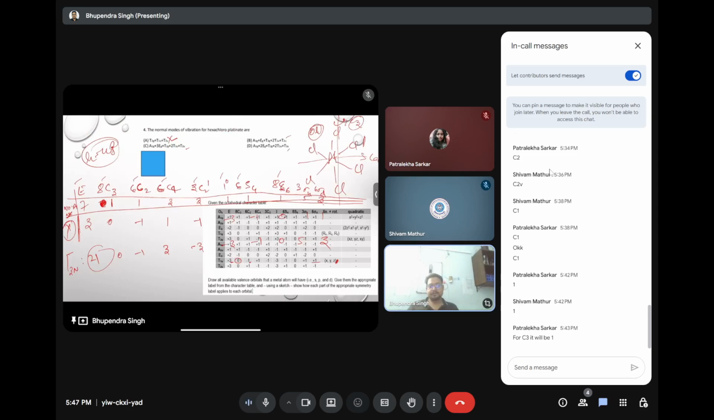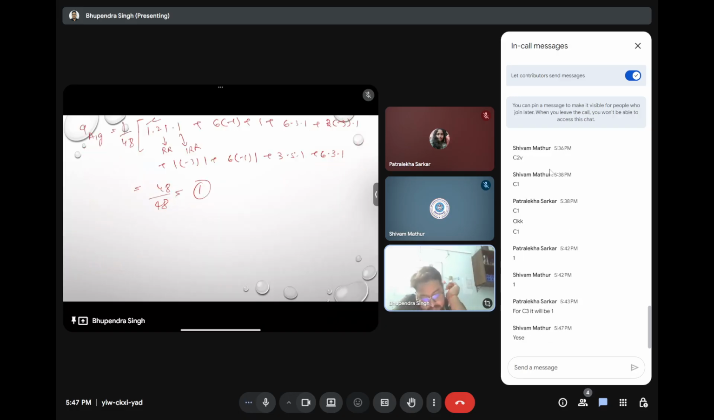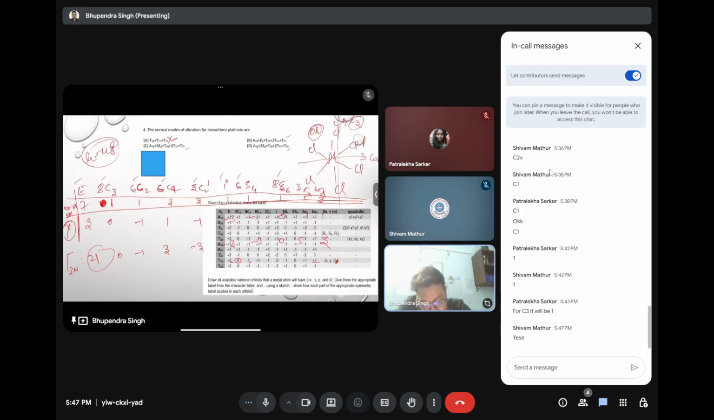Normal modes of vibration for this molecule. Similarly, what is not common here? See, A2g is not present here. So we don't have to solve for A2g. Next, come for Eg.